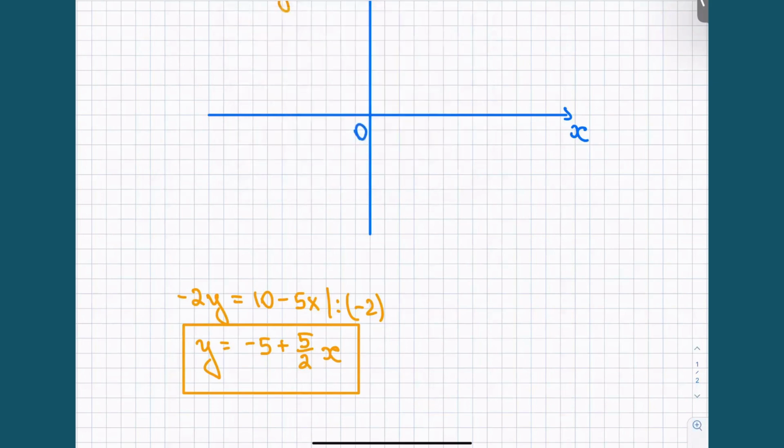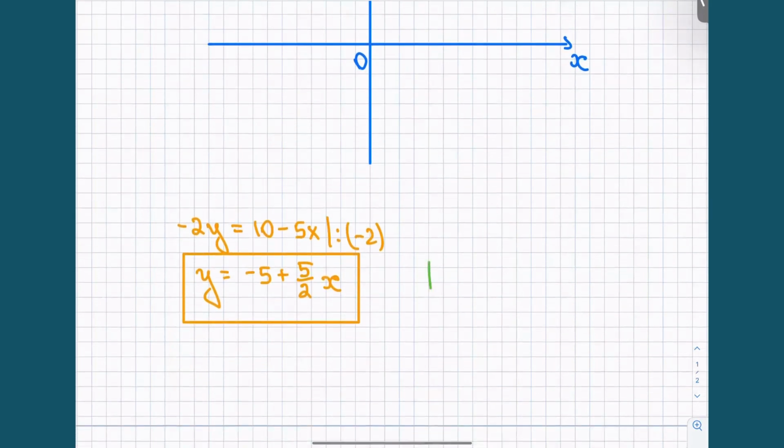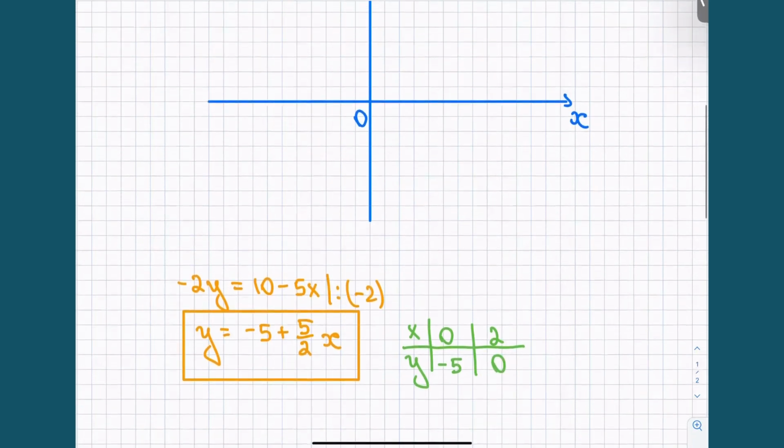So I'll be picking only 2 points. The first point, which is very easy to pick, is when x is equal to 0. So let me just take it right here. When x is equal to 0, our y value will be minus 5. And then when x is equal to 2, our y value will be 0. So we have 2 points, dear students.